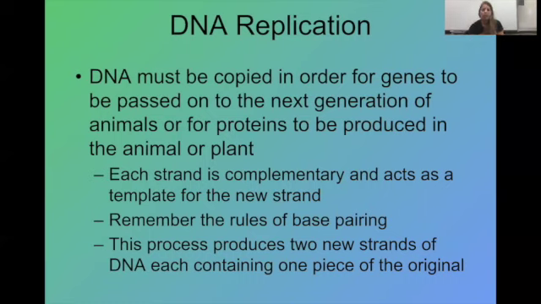When we do DNA replication, each strand is complementary. It's not exactly the same, but if on this strand I have an adenine, on this strand I'd have a thymine. Each strand can act as a template for the new strand, using our base pairing rules. The process produces 2 new strands of DNA, and in that new strand, half is the original, half is new, and that's why we call it semi-conservative.